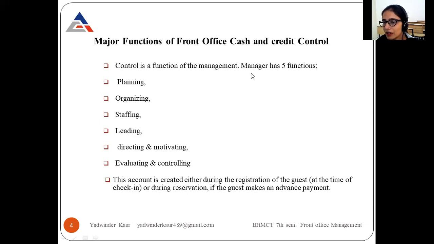This account is created during the registration of the guest, at the time of check-in, or during reservations if the guest makes an advance payment.